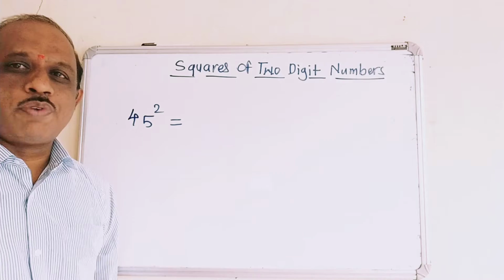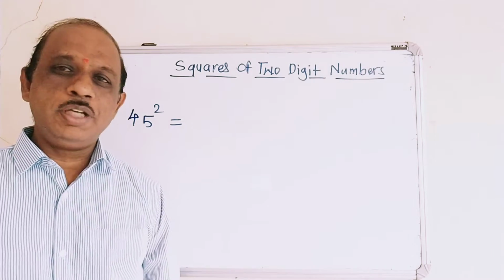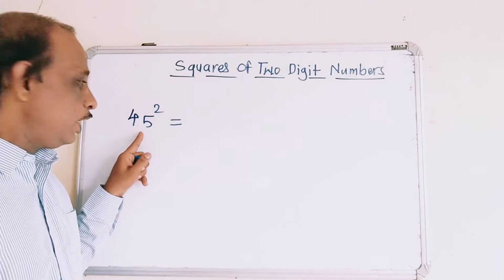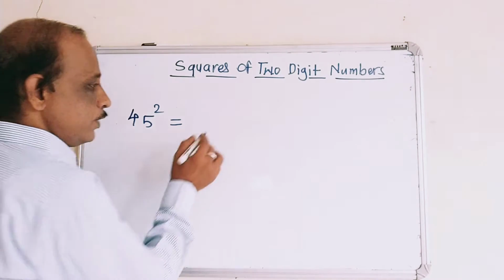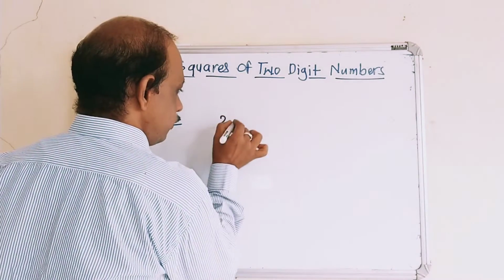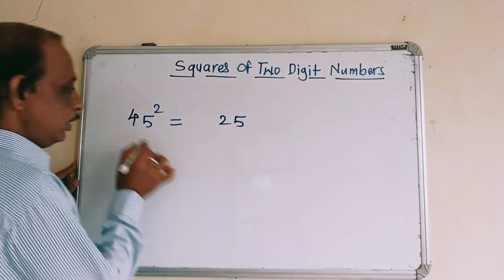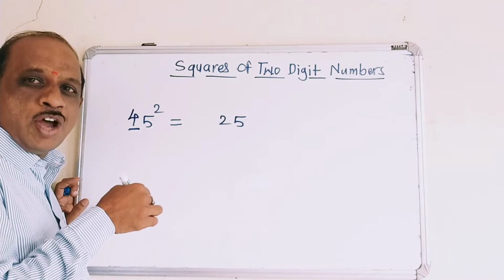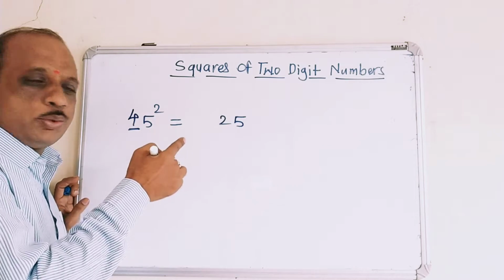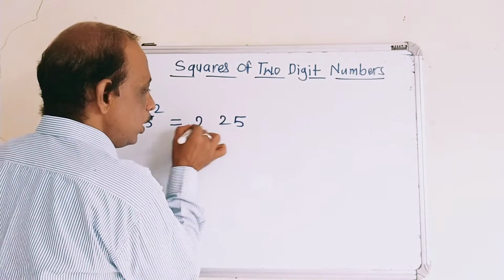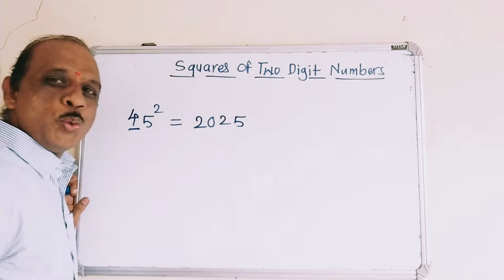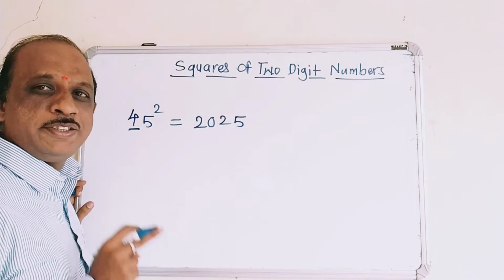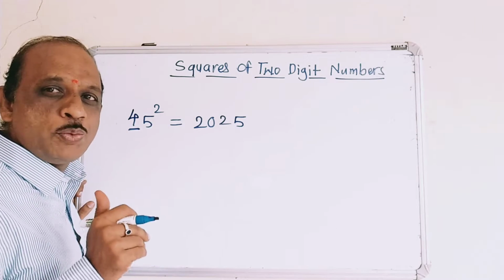Suppose you have to find out the square of 45. To find out the square of 45, first we'll have to take the square of 5. The square of 5 is 25, so I'll write this as 25. Then this number is 4, the next number is 5, so 4 into 5 you have to do. That is 4 into 5, you will get 20. And this is how we are finding the squares of the numbers which have their unit place digit as 5. Let us take one more example.